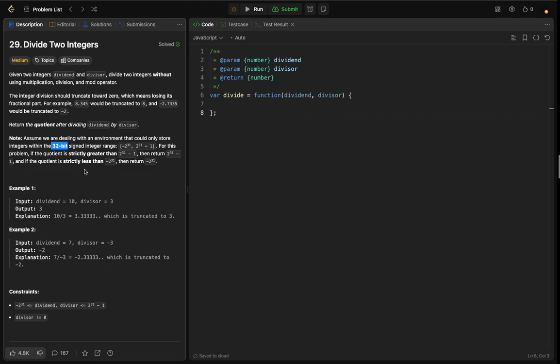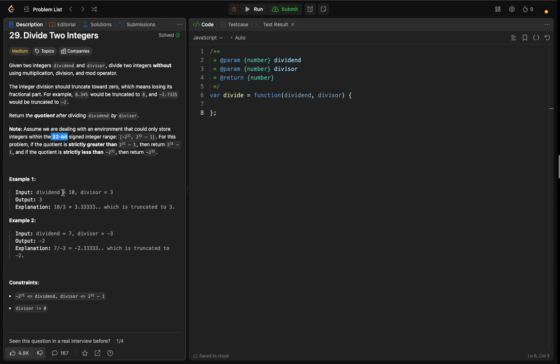It's a quite important signed integer range, from minus 2 to the power of 31 to 2 to the power of 31 minus 1, for this problem. If the quotient is strictly greater than 2 to the power of 31 minus 1, then return 2 to the power of 31 minus 1. And if the quotient is strictly less than minus 2 to the power of 31, we return minus 2 to the power of 31. Okay, that's great. So we have this example. The dividend is 10 and the divisor is 3, so we return 3 because we have 3.333. We just return 3. We have 7 divided by minus 3, and we return minus 2 because it's minus 2.333, and so on and so forth.